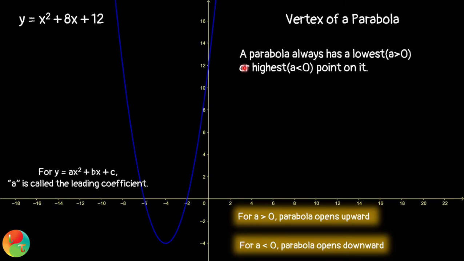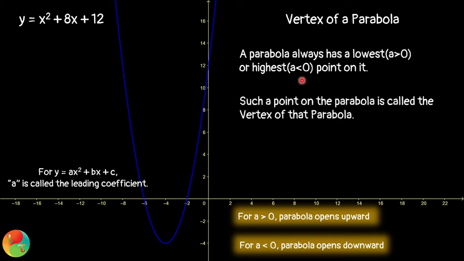So a parabola always has a lowest or a highest point on it. Lowest when a is greater than 0, which means the parabola opens upwards, so there is always a lowest point on the parabola. Or the highest point when a is less than 0, when the parabola is opening downwards. So there is always going to be a highest point on the parabola when a is less than 0.